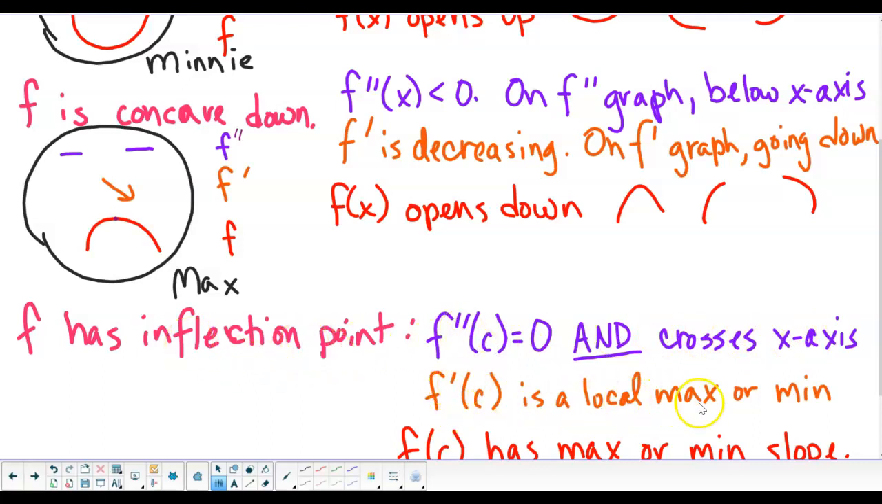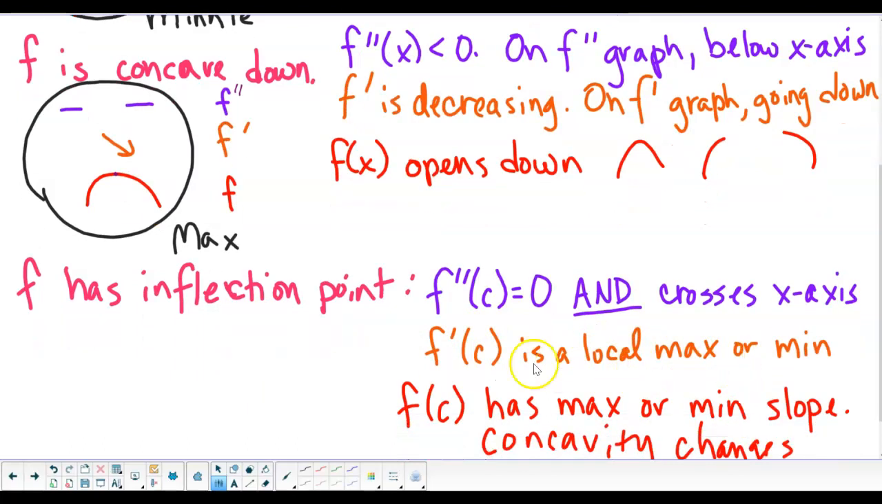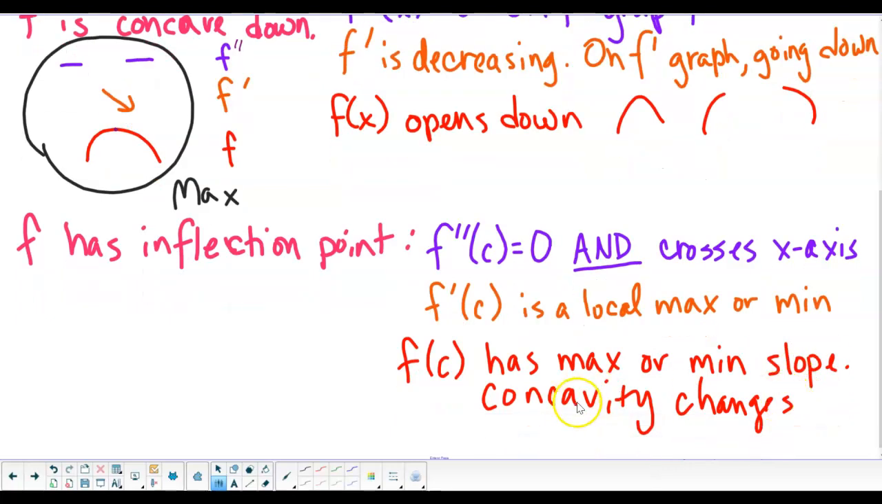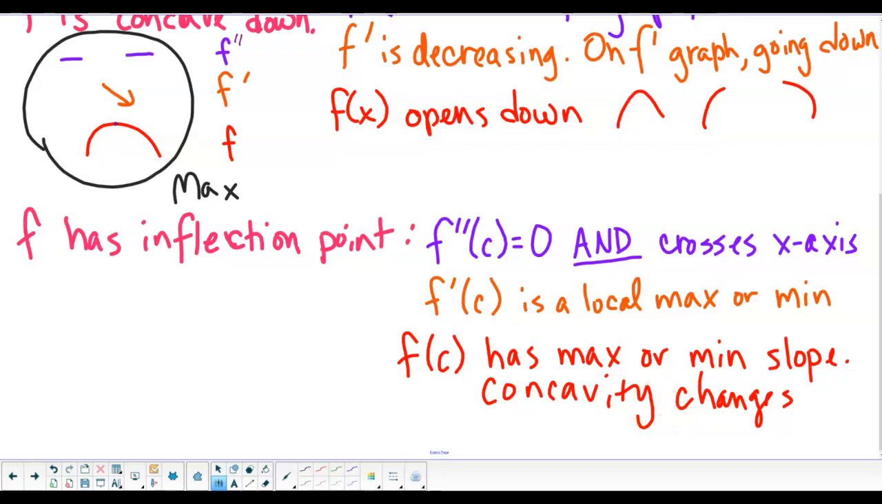f prime of c is a local max or a min, so we can conclude that when there's a change in concavity, it changes at a local min or max of the derivative, and then the original function at that point has a max or a min slope, right? Meaning the derivative is a max or a min, and concavity changes. So we've talked about all that. All of this is just a piece to put it all together.